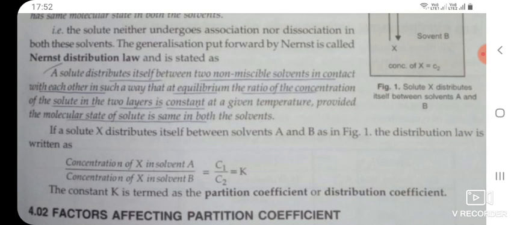If a solute X distributes itself between solvents A and B as in figure 1, the distribution law is written as concentration of X in solvent A upon concentration of X in solvent B is equals to C1 upon C2 is equals to K. The constant K is termed as the partition coefficient or distribution coefficient.